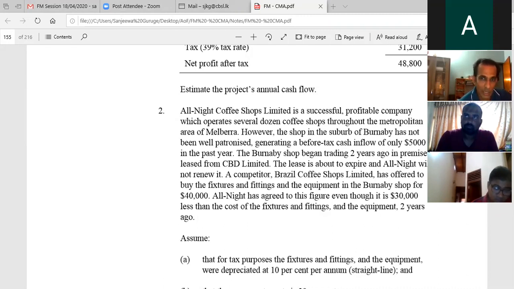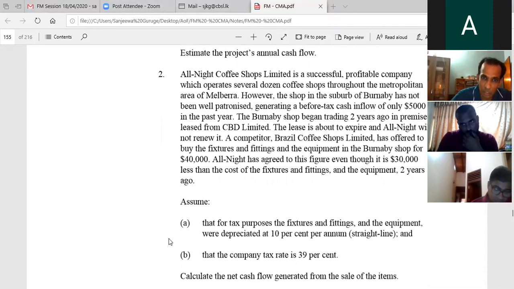All Night has agreed to this figure, even though this is $30,000 less than the cost of the fixtures, fittings and equipment 2 years ago. Assume that for tax purposes, fixtures, fittings and equipment were depreciated at 10% per annum straight line method. The company's tax rate is 39%. Calculate the net cash flow generated from the sale of the items.